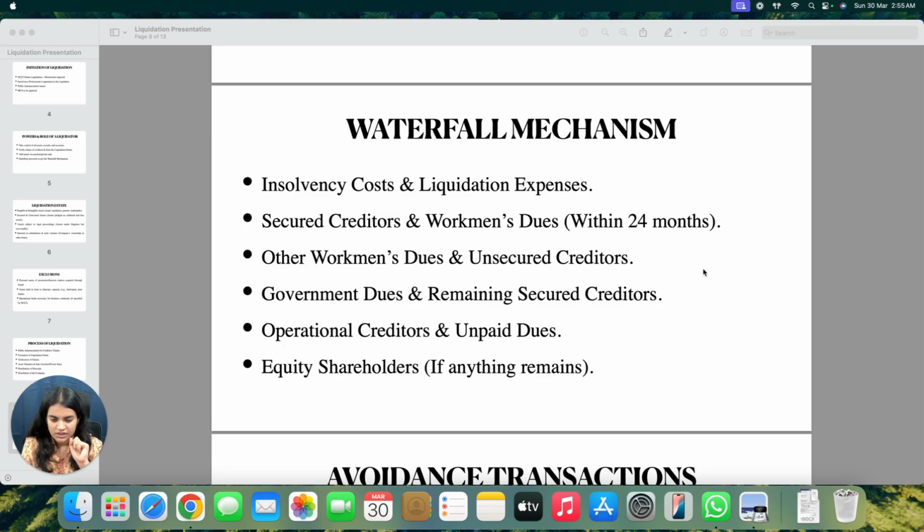Once all the other creditors are also paid off, then if any amounts are still left, preferential shareholders, if there are any in the company, and then subsequently equity shareholders, if anything else remains.